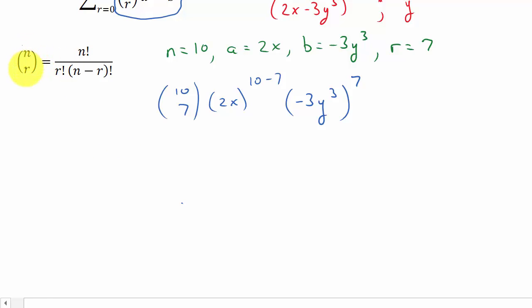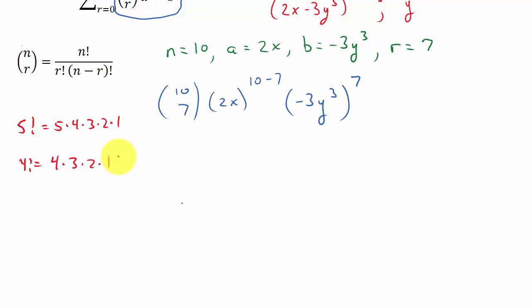Well, the formula for n choose r, see we've got 10 choose 7, is n factorial over r factorial times n minus r factorial. And just remember, 5 factorial is 5 times 4 times 3 times 2 times 1, which is 120. If you have 4 factorial, that's just 4 times 3 times 2 times 1, and so on. That's all it is. Whatever number it is, if it's 10 factorial, that's 10 times 9 times 8 times 7, all the way down to 1. Okay, so let's go ahead and calculate this real quick.